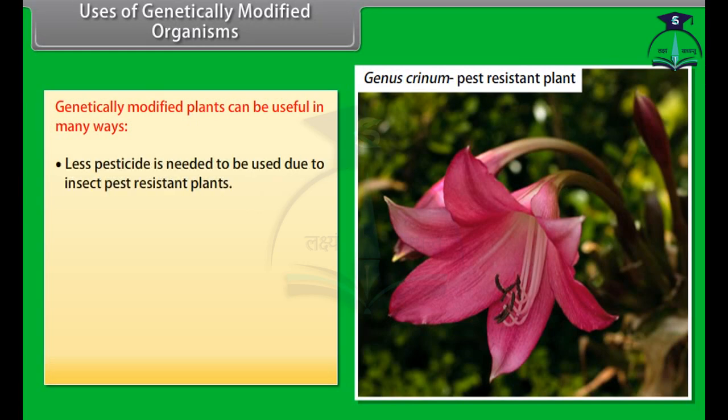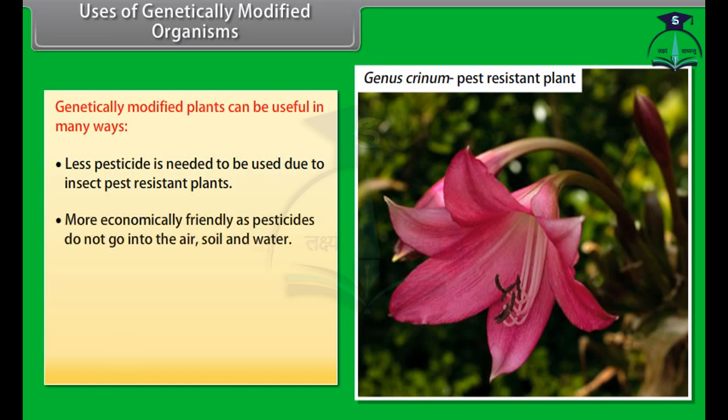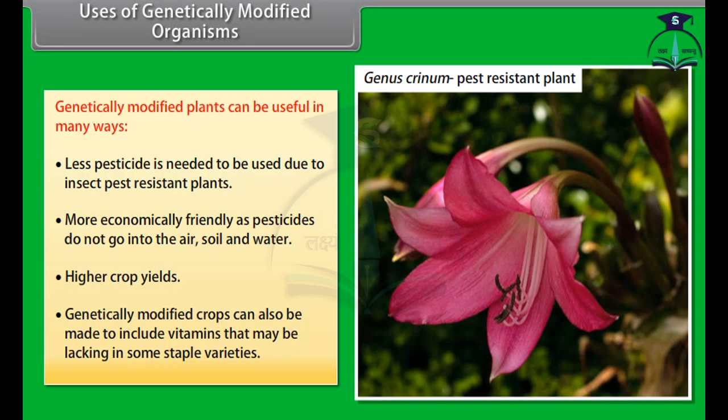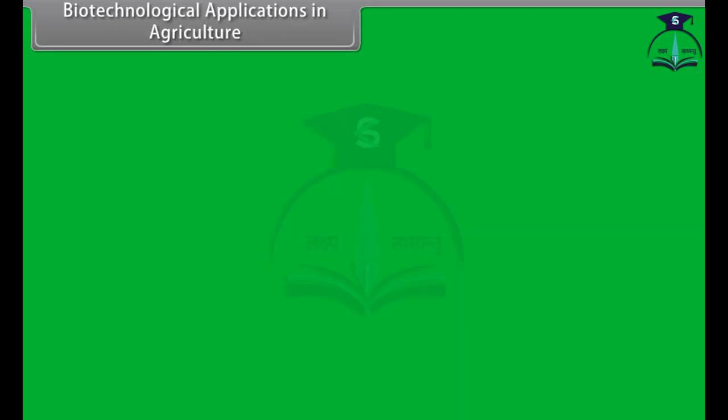Less pesticide is needed to be used due to insect pest-resistant plants. More economically friendly as pesticides do not go into the air, soil and water. Higher crop yields. Genetically modified crops can also be made to include vitamins that may be lacking in some staple varieties. Biotechnological applications in agriculture.